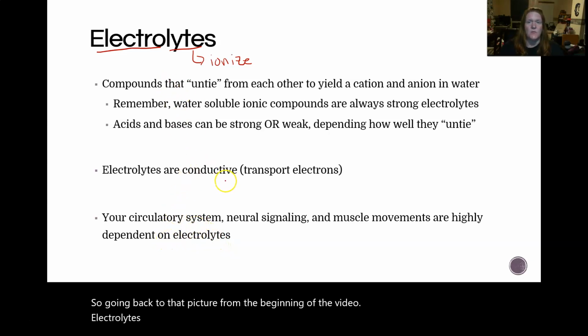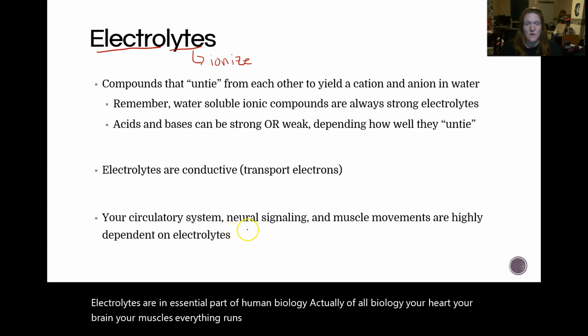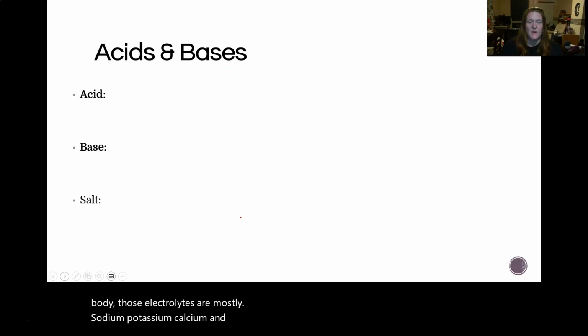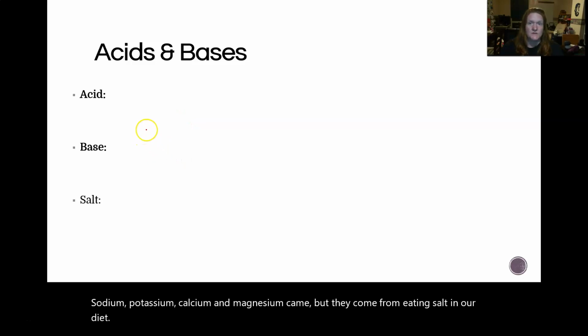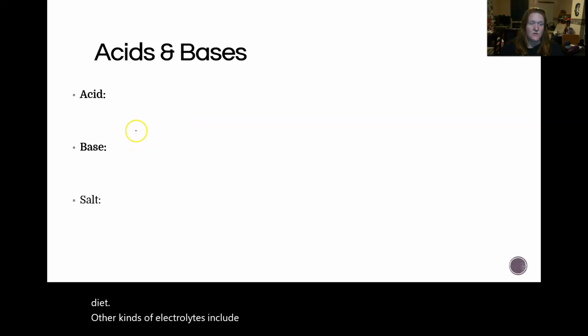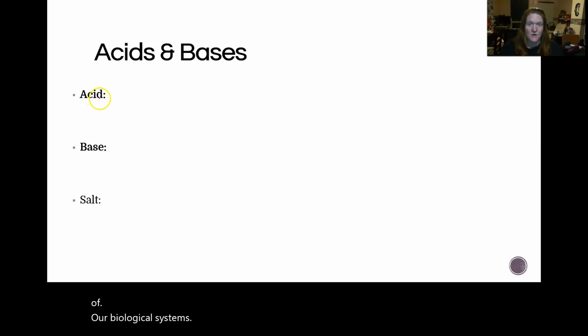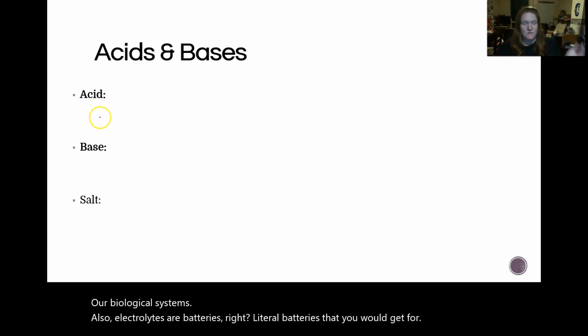Electrolytes are an essential part of human biology, actually of all biology. Your heart, your brain, your muscles, everything runs on electrolytes being moved around. And in the human body, those electrolytes are mostly sodium, potassium, calcium, and magnesium. But they come from eating salt in our diet. Other kinds of electrolytes include acids and bases, which are another important component of our biological systems. Also, electrolytes are batteries, right? Literal batteries that you would get, for running a phone, for example.